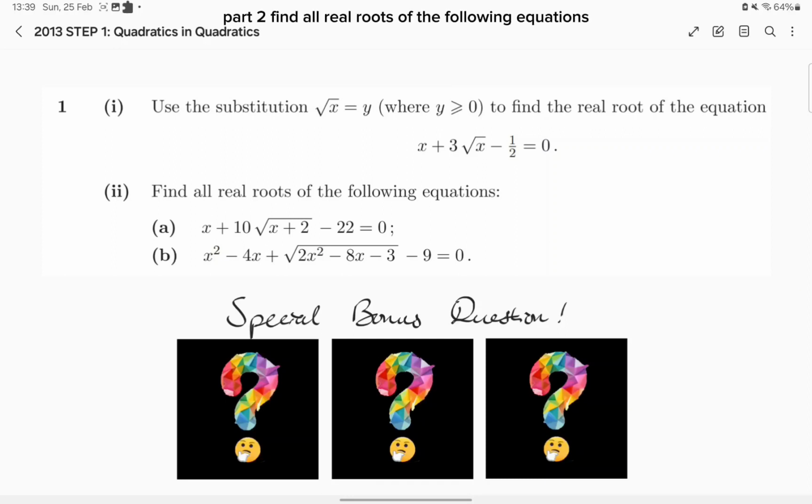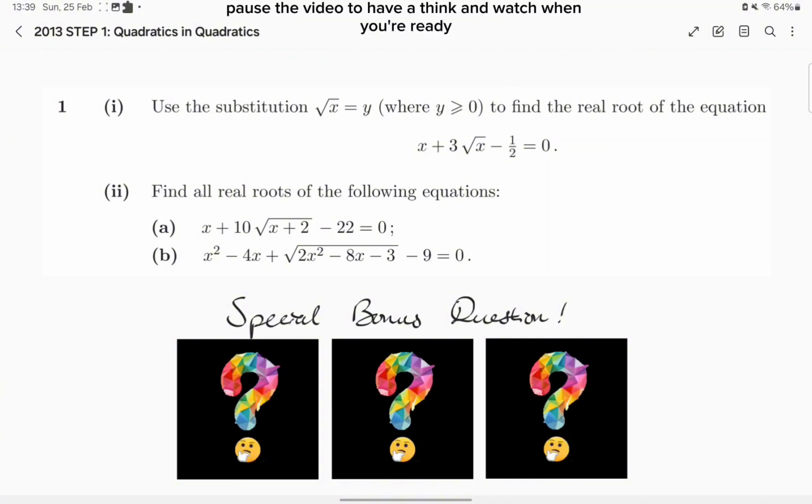Part 2. Find all real roots of the following equations. A. x plus 10 root (x plus 2) minus 22 equals 0. Part B. x squared minus 4x plus the square root of (2x squared minus 8x minus 3), all minus 9 equals 0. As this question is slightly short, I've also created a special bonus question which I've hidden a bit further down. Pause the video to have a think, and once you're ready, restart to see the answer.